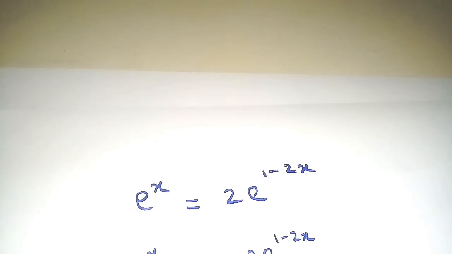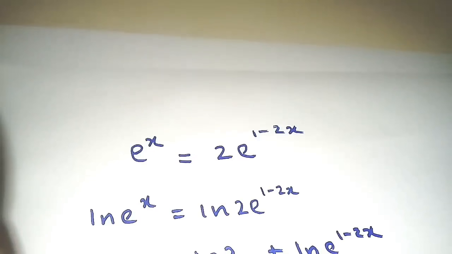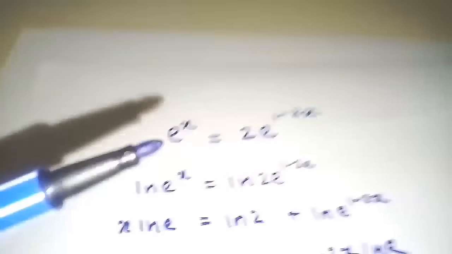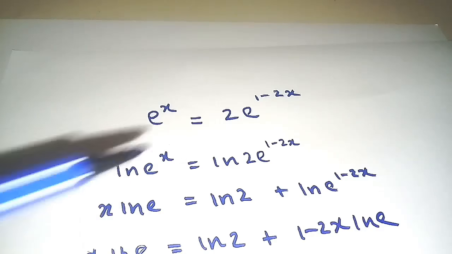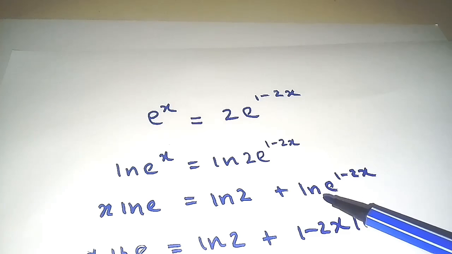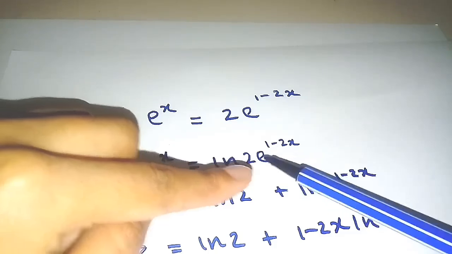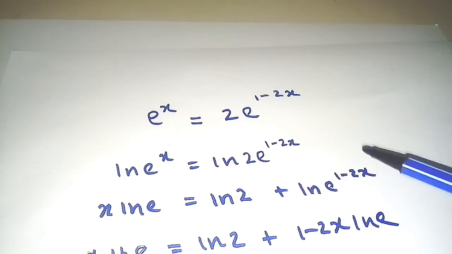Here we have e to the power of x is equal to 2e to the power of 1 minus 2x. First we begin by applying natural logs to both sides. Then we take down the power of x, put it in front. But here, because this is quite complex, we can split it up, because 2 times e can be written as natural log of 2 plus the natural log of e.